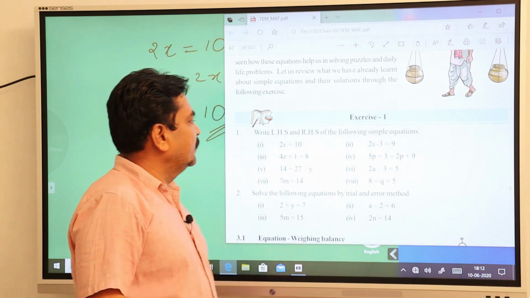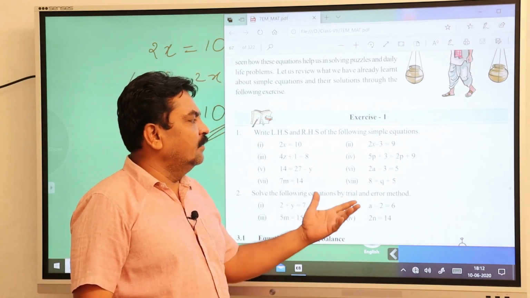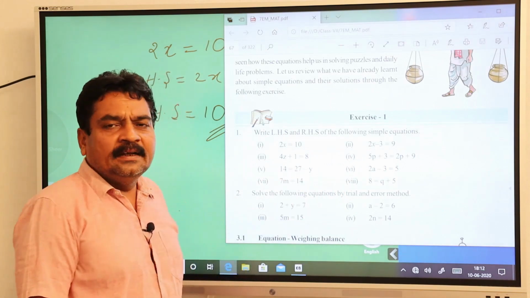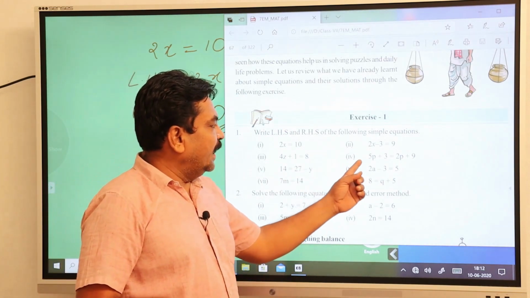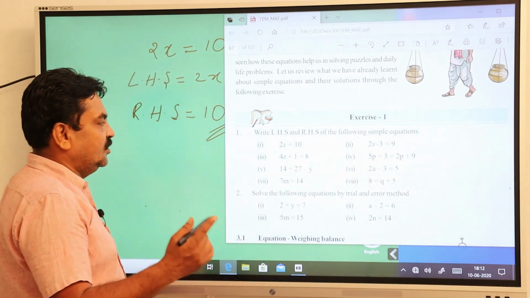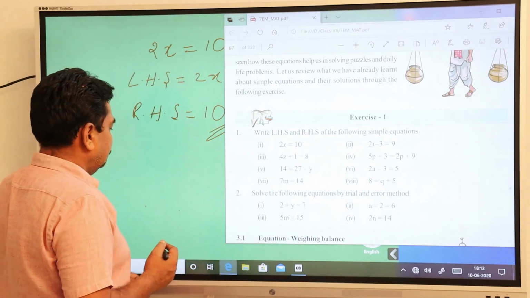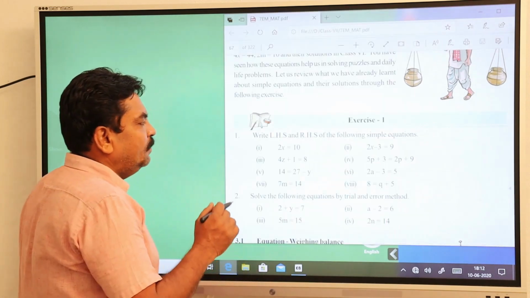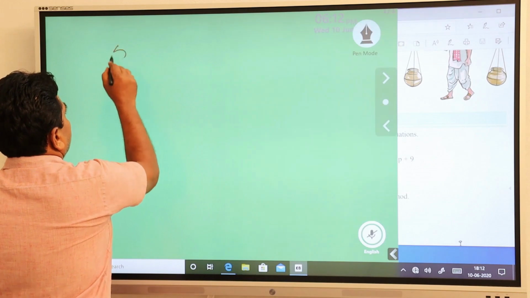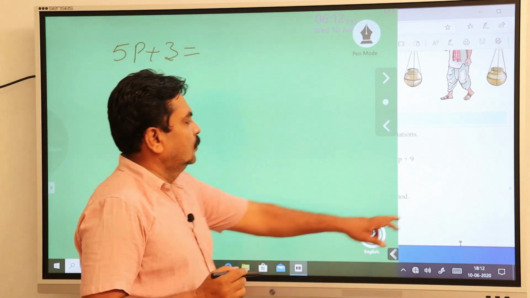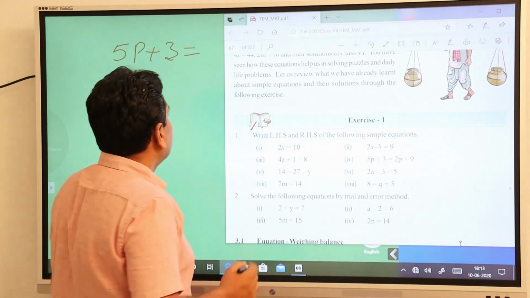I'll do another one so that you can finish off the remaining questions. 5p plus 3 is equal to 2p plus 9. 5p plus 3. I'll just rub this first. 5p plus 3 is equal to 2p plus 9.